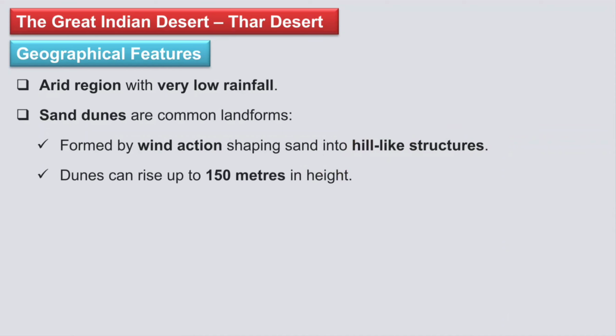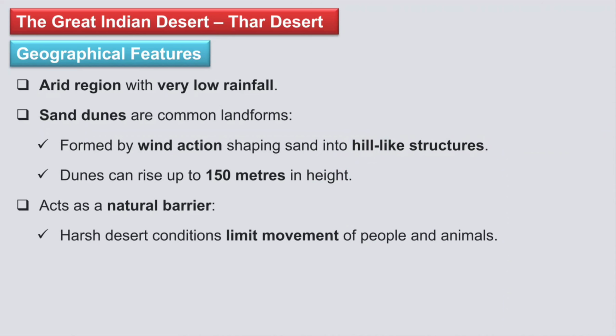And these dunes can rise up to 150 meters in height, and they act as a natural barrier. Why? Harsh desert conditions limit the movement of people and animals, because during the daytime it is very hot, so there is very little movement. Again, during the night it is cold. Why? Because the sand gets hot during the daytime and again gets cold at night.